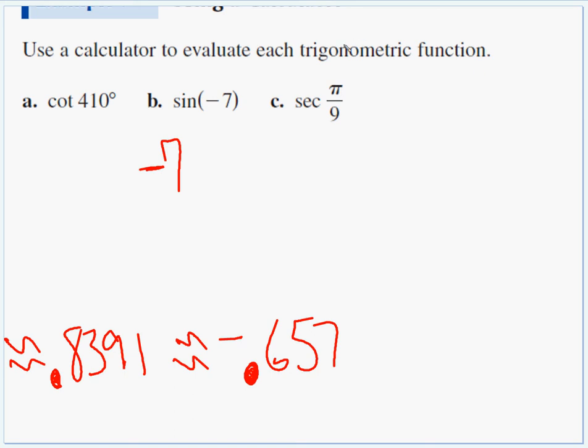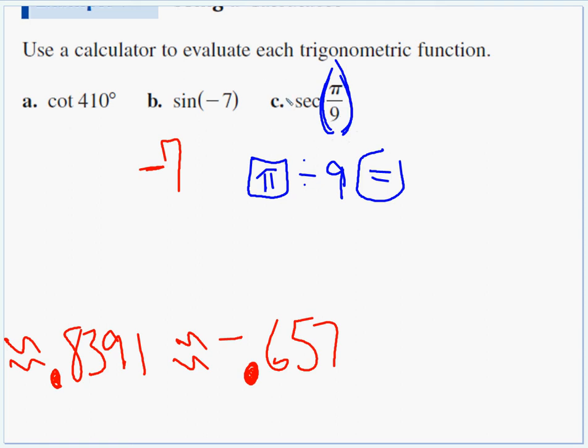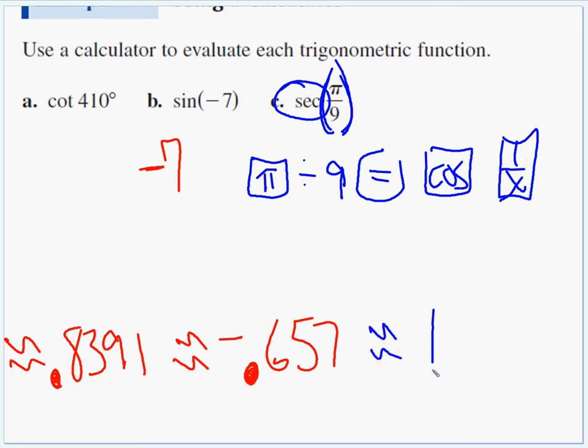The last one here, we've got a pi in it, so that's a dead giveaway. This is in radians. Now, secant is not a button on the TI-30, so in order of button pushing, you're going to hit the pi key, divide that by 9, and then hit equals, because we need to do what's in the parentheses first. Since secant is not on the calculator, we hit the cos key and flip that answer with 1 over x. So pi divided by 9 equals, cos, then invert that. You should get approximately 1.0642. And there's our calculator fun.